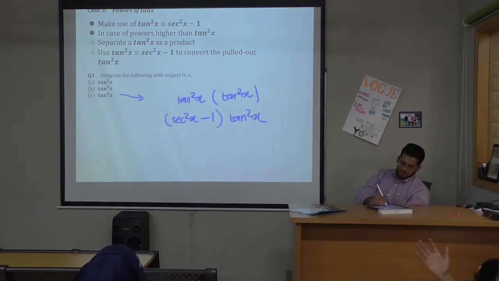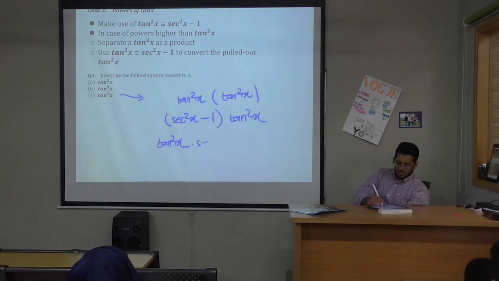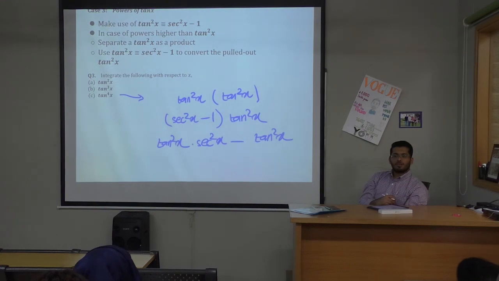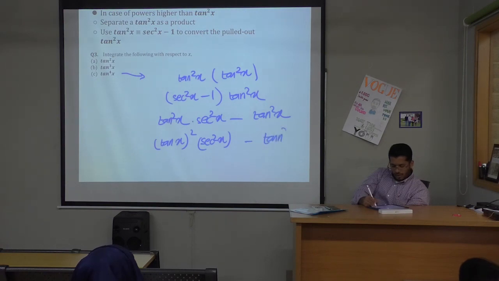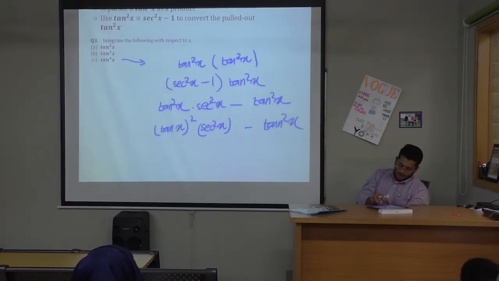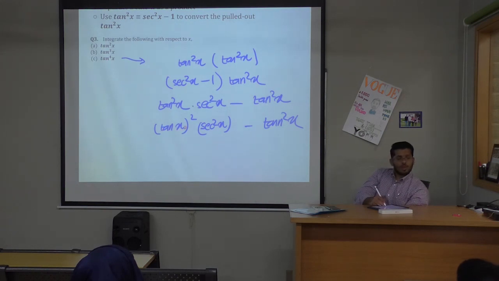If I multiply this thing, I get tan square x secant square x minus tan square x. ठीक है? अब I can write this as tan x. I can do this. ठीक है? It's a function raised to a power, and the exact differential is in the product. So tan का differential is that secant square. So tan x to the power 3 upon 3.